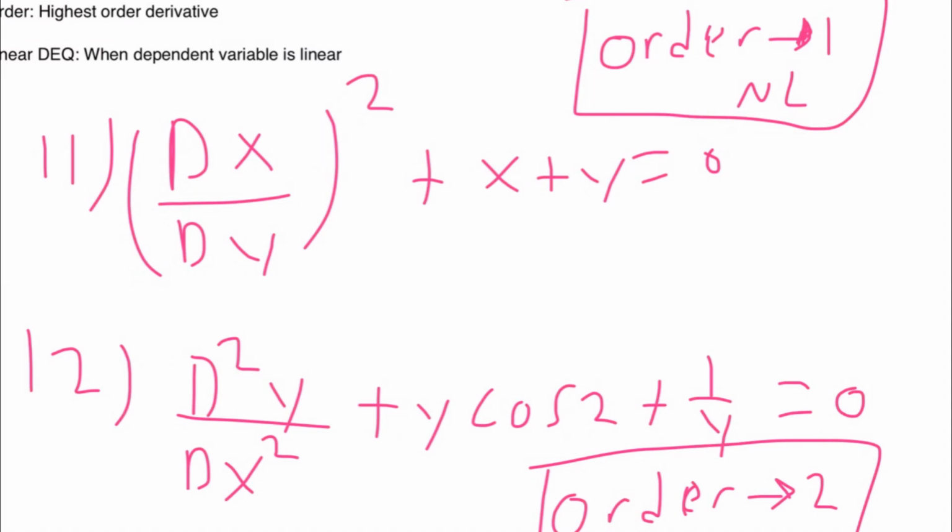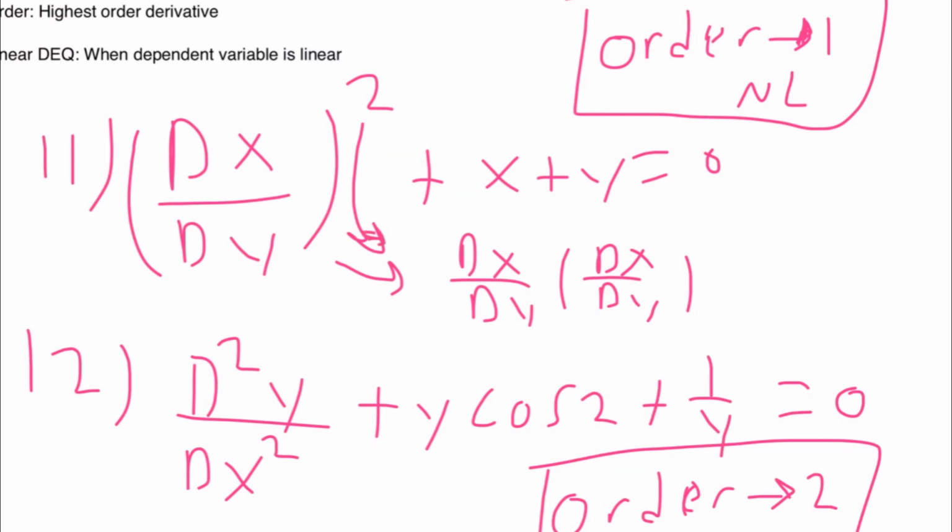Here are the answers. 11 is order of 1 and nonlinear. This is nonlinear because you have dx over dy times dx over dy, so you're multiplying it by itself, which is nonlinear. And it's order of 1 because the square means multiplying it by itself, but you're not adding on another order. So the order is just 1 here.